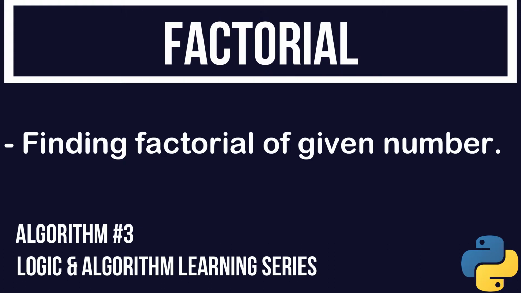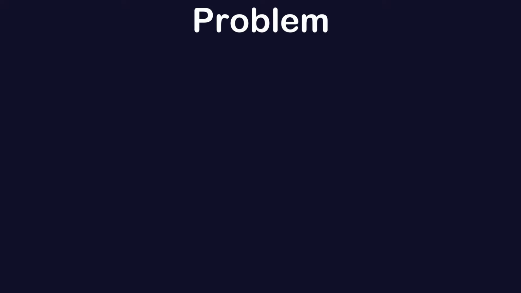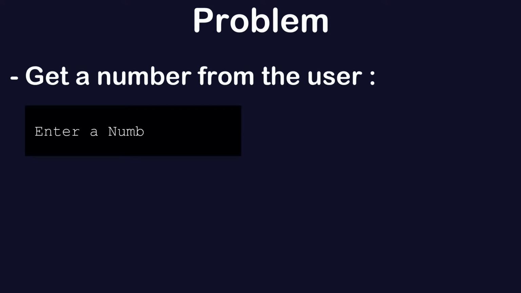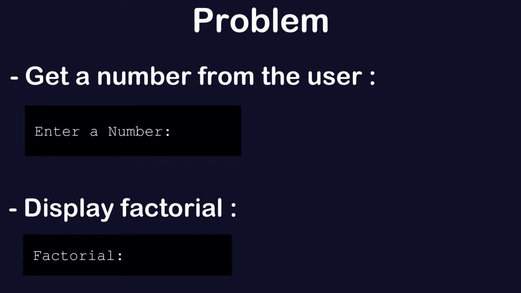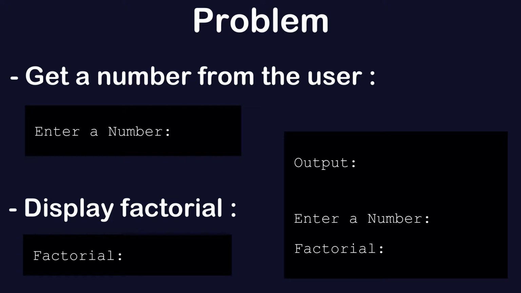In this video, we are going to solve the factorial problem. The problem where you have to get a number from the user and display its factorial. The program will run something like this. When you run it, it will say enter a number. The user enters 4 and the output is 4 factorial is equal to 24.